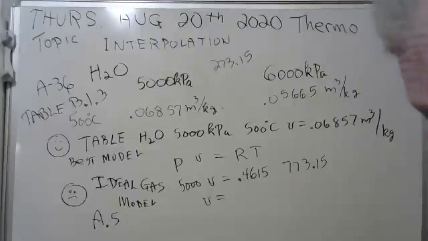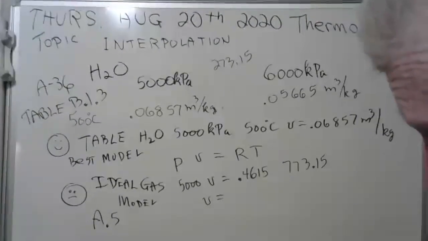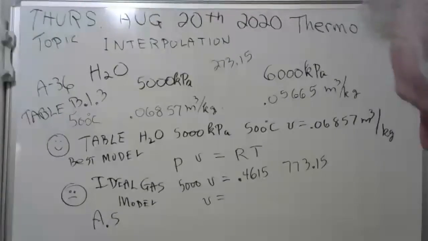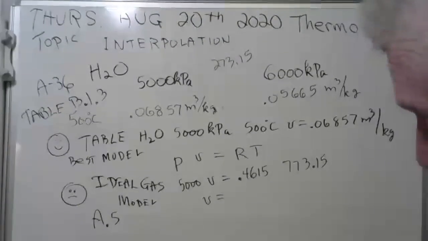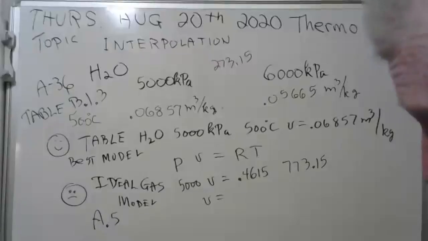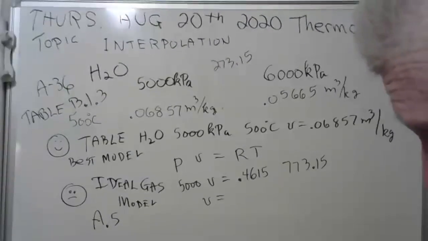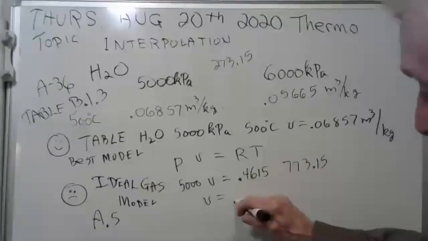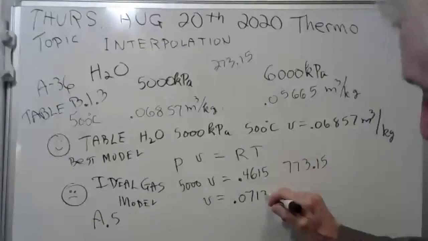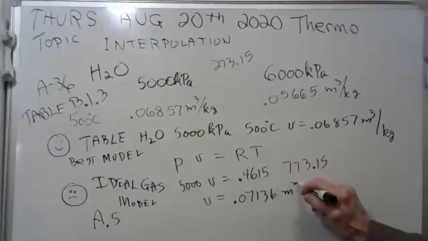Okay, here goes. 0.4615 times 773.15 divided by 5,000. I'm getting 0.07136 cubic meters per kilogram.